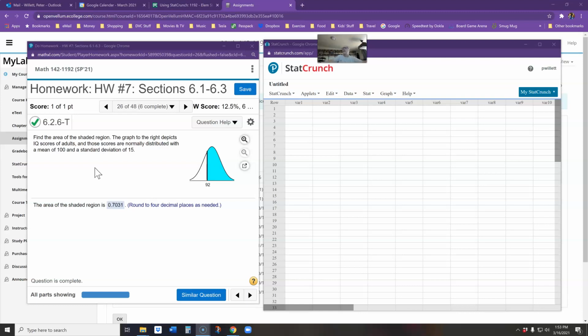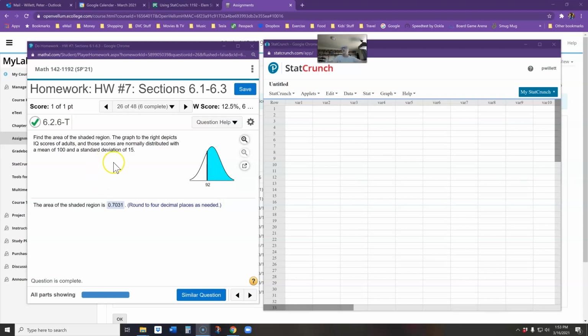It says, find the area of the shaded region. The graph to the right depicts IQ scores of adults. Those scores are normally distributed with a mean of 100 and a standard deviation of 15. So we have this nice bell-shaped curve for a normal distribution, and the mean of 100 is right in the center. As I go to the right or left of 100, I can talk about what portion of the population would be in that area.